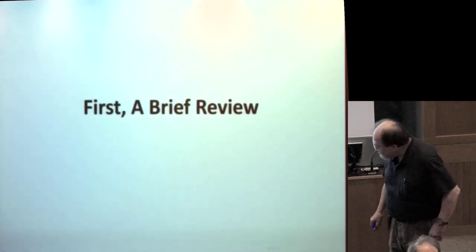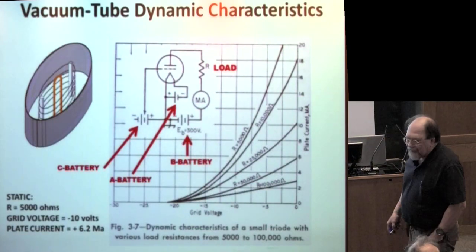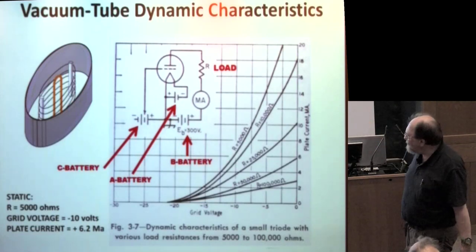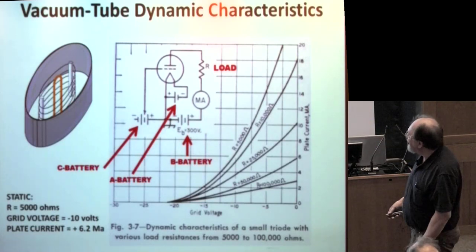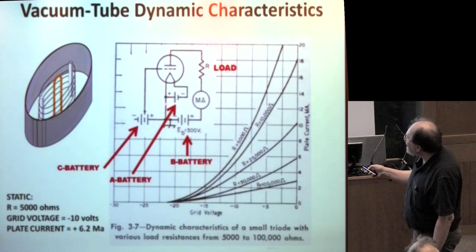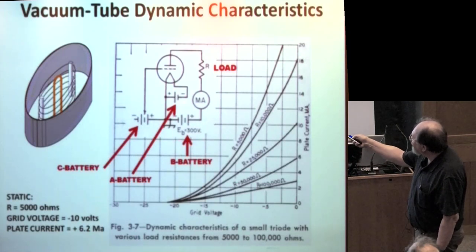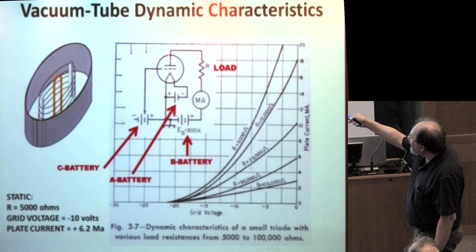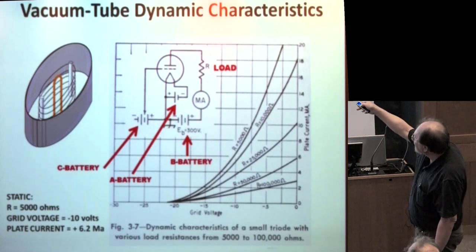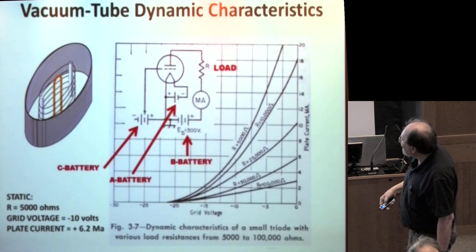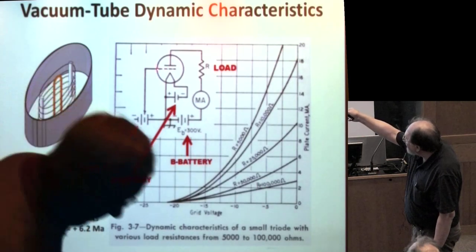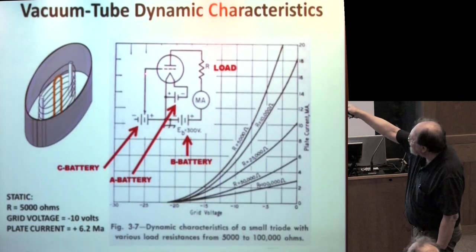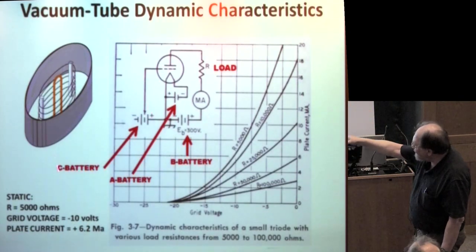First, a brief review. Take a look at basic vacuum tubes, and they talk about dynamic characteristics. Well, what does that mean? That means things are changing. Here's a vacuum tube. You've got an A battery that lights the filament. You've got a B battery connected to the plate that gets current flowing through a load so you can get some voltage out to the outside world. And then you have the grid, and the amount of current flowing is dependent upon the voltage on the grid.